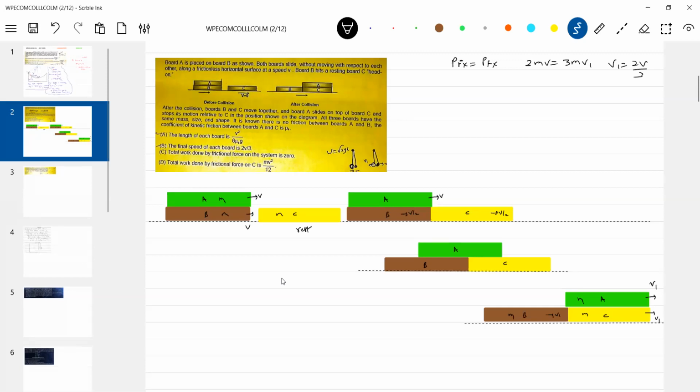Okay, this is something very important. After this, the final speed of each board is 2v by 3. Okay, take this one. Next, what is the work done? Total work done. Look at the final kinetic energy. Will it be less than or greater than the initial kinetic energy? It will be less than.